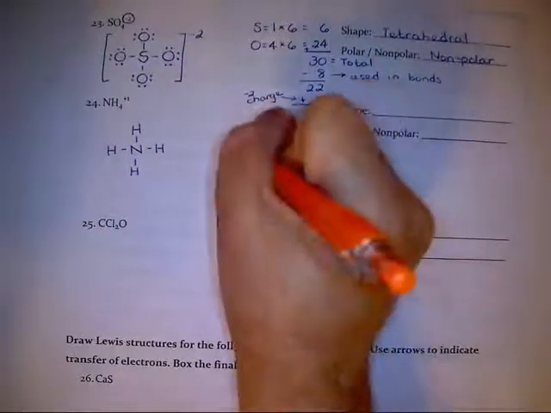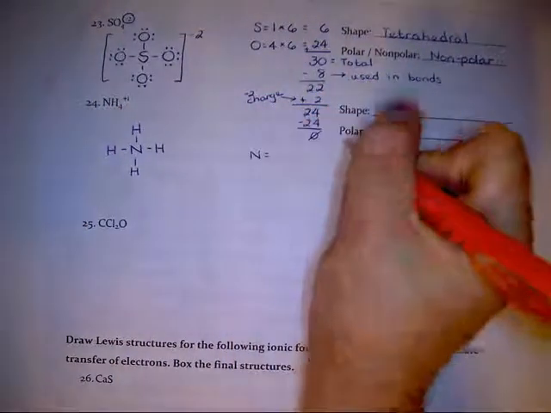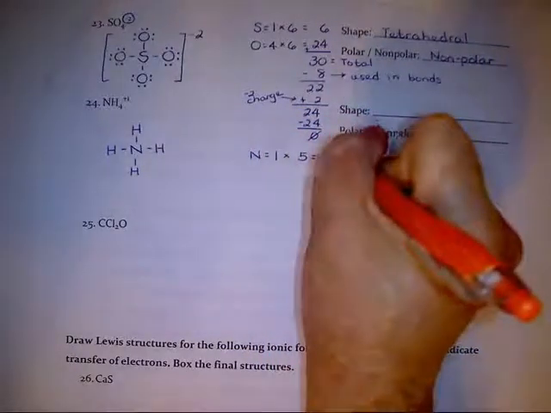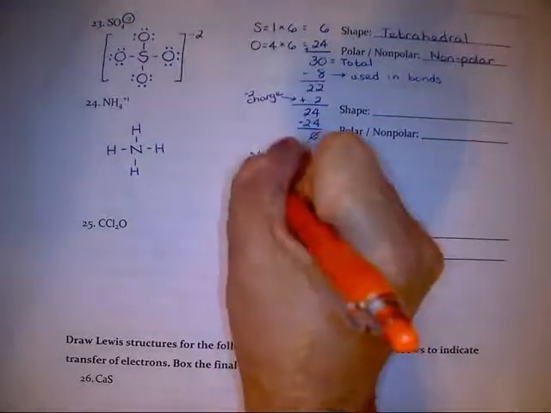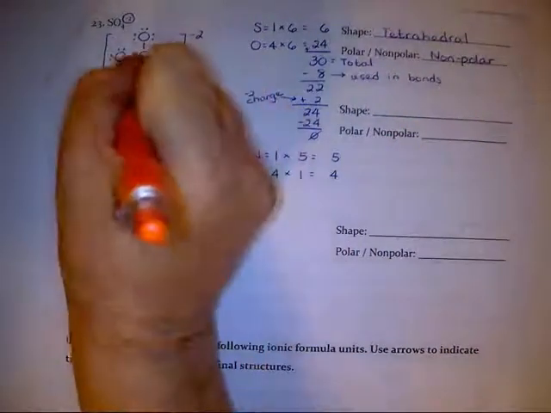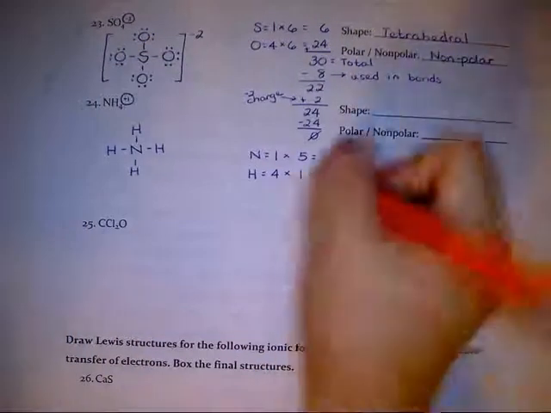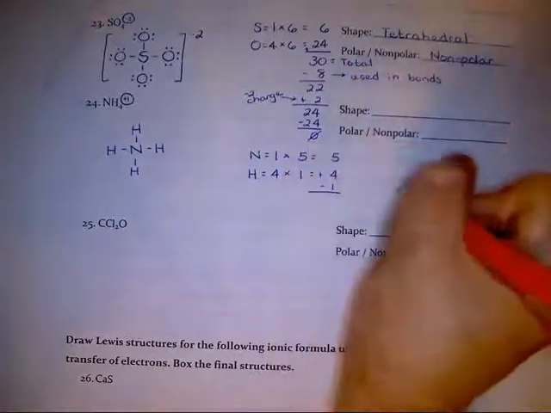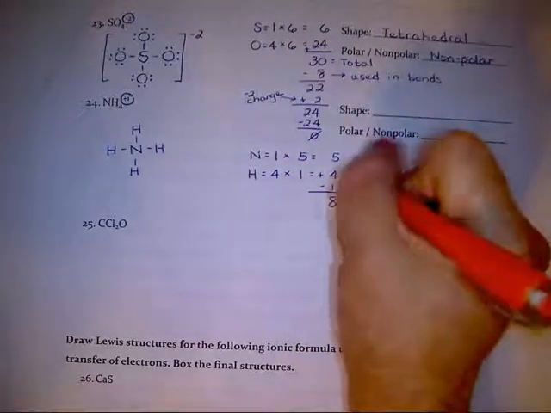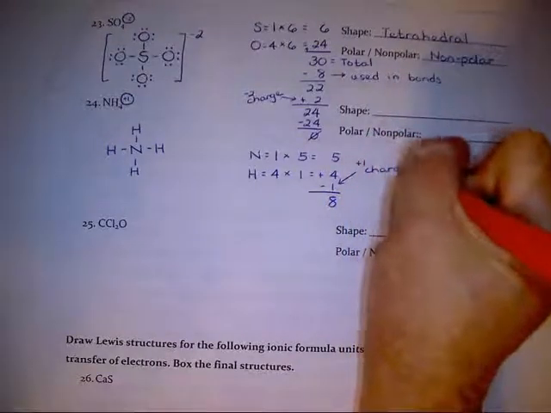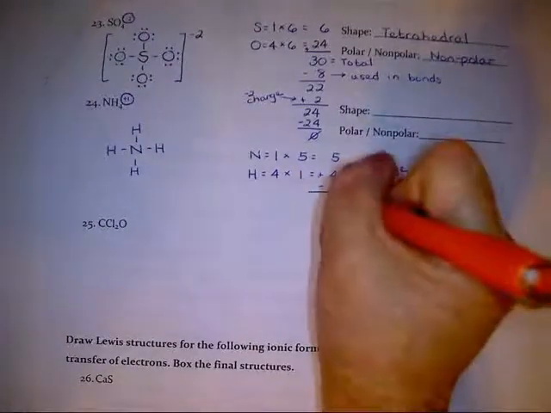Okay, let's calculate how many valence electrons I'm going to have. I have 1 N. N contributes 5 valence electrons. 1 times 5 equals 5. I have 4 H's, and H gives 1 valence electron, so 4 times 1 equals 4. Then there's one more thing. The +1 charge tells me to subtract 1. So I'm going to add 5 plus 4 and then subtract 1, which gives me 8. Again, this is coming from the +1 charge. So the 8 is the total.